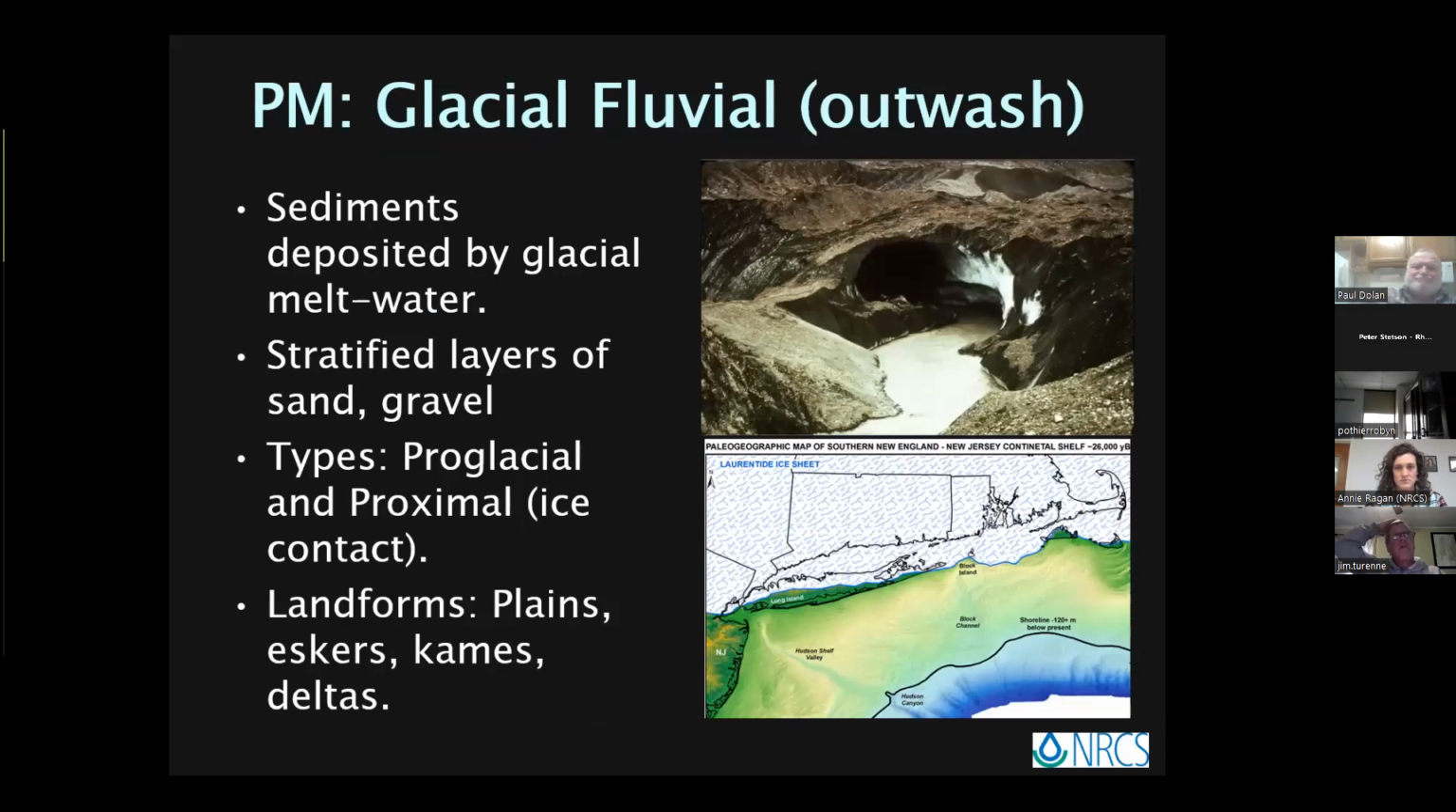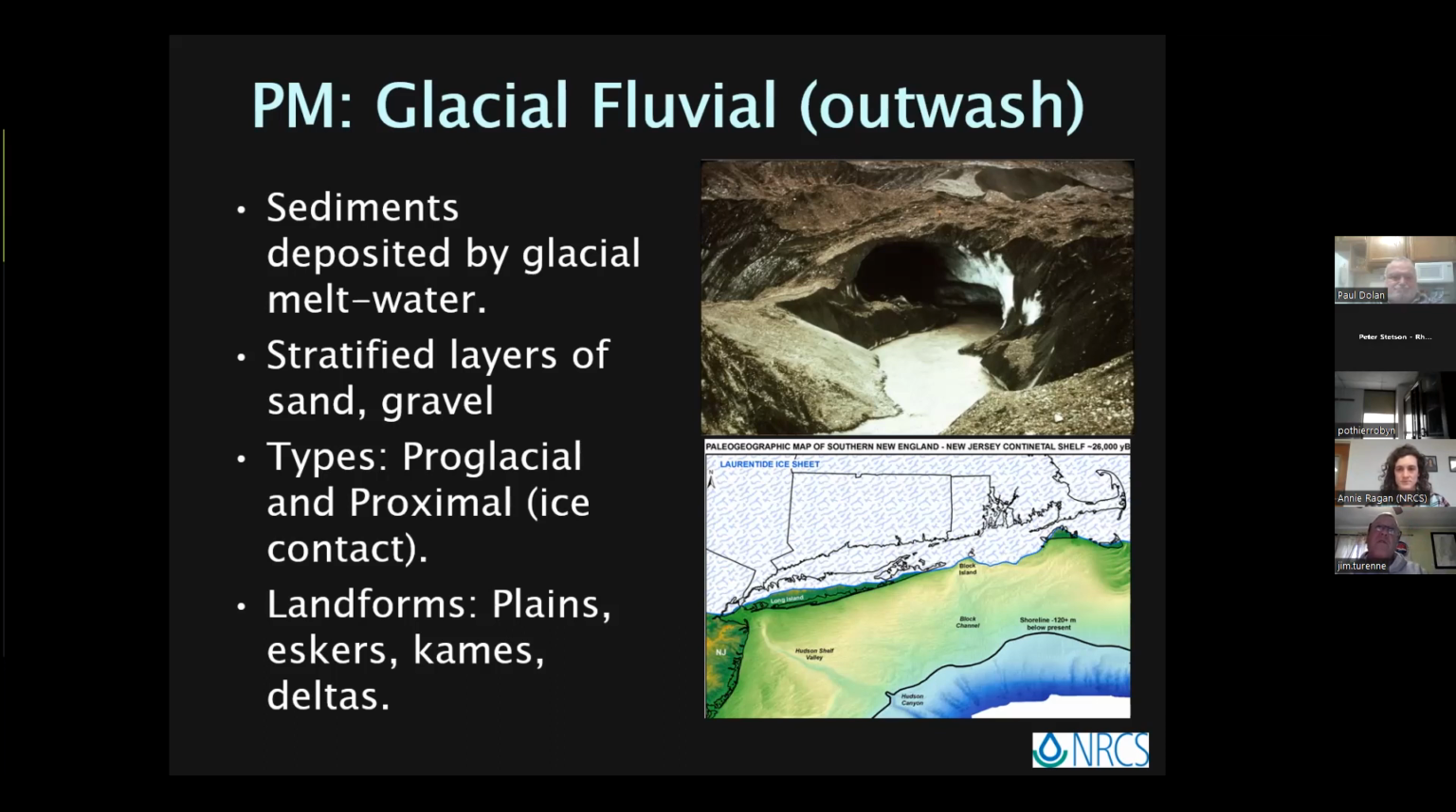The second dominant parent material we have is glacial fluvial, also called outwash. So the map on the bottom shows you that at the time of the maximum extent of the ice, sea level was depressed by 300 feet from modern day, so you could have actually walked out to almost past New Jersey when the ice was at its maximum. All of that water held within the ice was then released, and you had these monster meltwater streams coming off the ice, depositing stratified layers of sand and gravel within them.